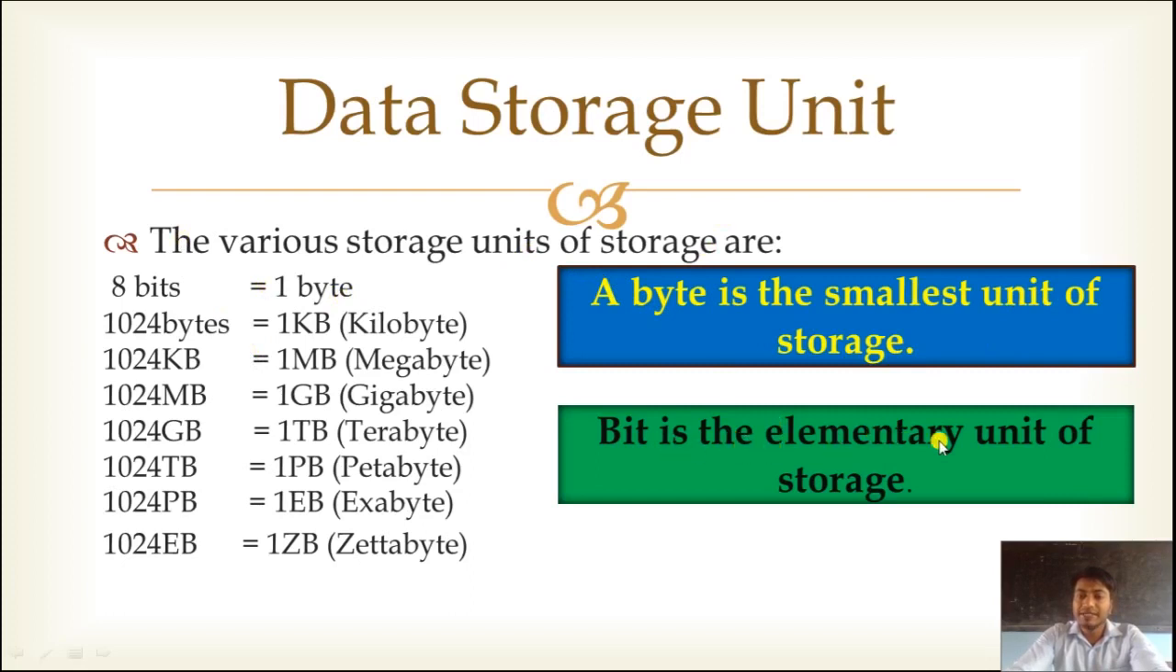Now a byte is the smallest unit of storage, whereas bit is the elementary unit of storage. This can be asked in the upcoming exam. What is the smallest unit of storage? Then you have to say byte. What is the elementary unit of storage? Then you have to say bit. And 1024 KB is equal to what? Then you have to say 1 MB. 1024 MB is equal to what? 1 GB you have to say. So this can be asked in the exam. Please learn.